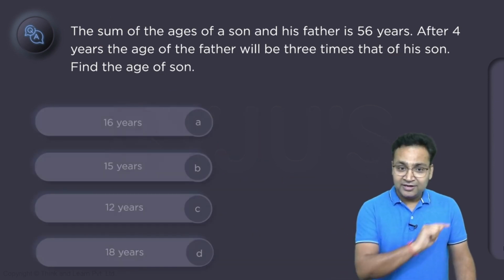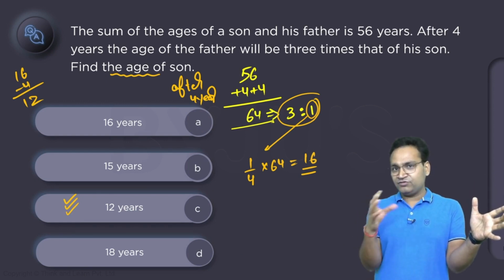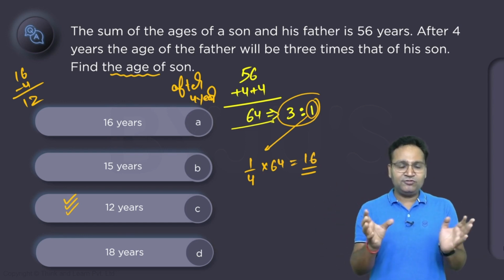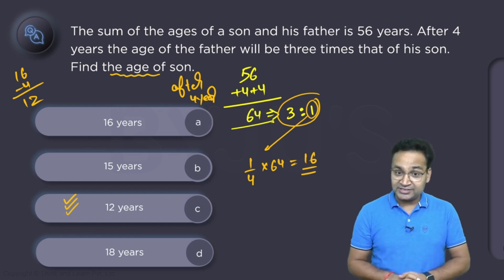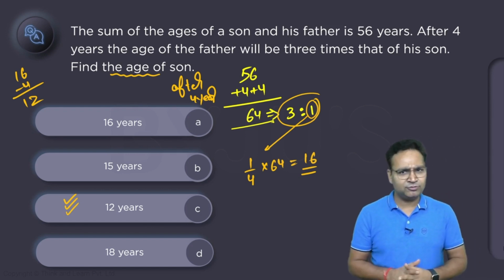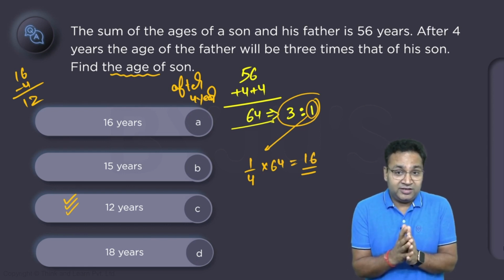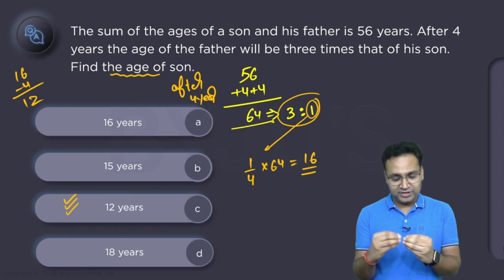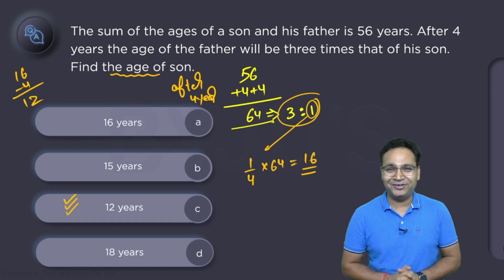But my point is, if it can be done without pen and paper, I can just sense 56 is the current sum. After 4 years, the summation will be 56 plus 4 plus 4. That is 64. 64 is divided in the ratio of 3 and 1. So that 1 is 1 by 4 of 64. That is 16. 16 is the age after 4 years. So what is the present age? 16 minus 4, 12. I hope now you are understanding problems on age do not have very special concepts. It is the application of ratios, algebraic equations, and just one concept. What is that? Age difference never changes.